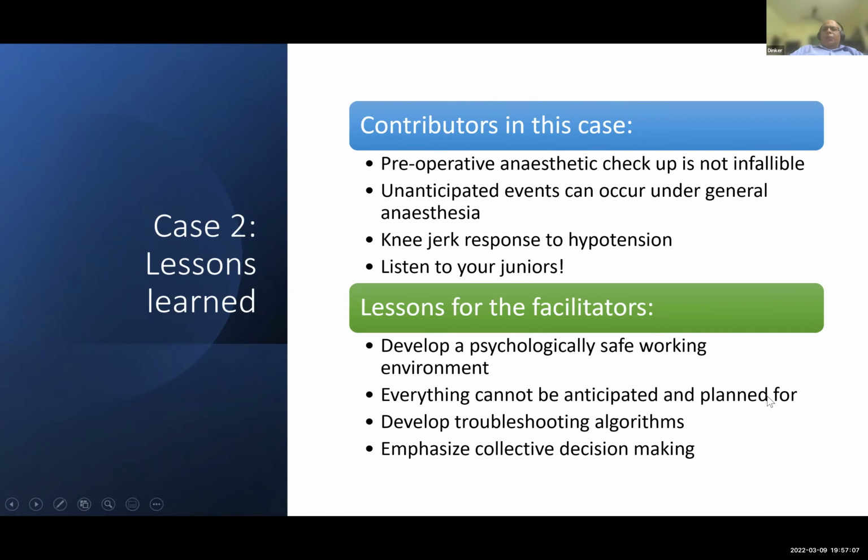Everything cannot be anticipated and planned for. So this is where experience counts. And the more simulations you do with these sort of unexpected scenarios, the more experienced you will become at it without necessarily harming real patients.